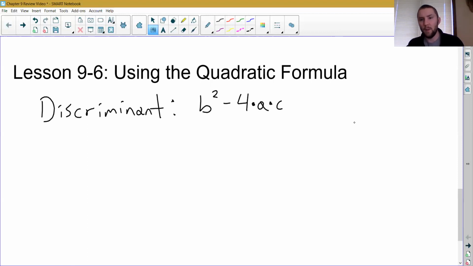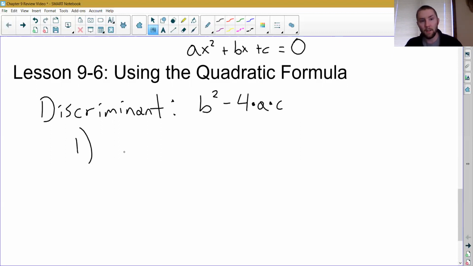Okay, so that's the discriminant, and remember that our quadratic equations right now are in the form ax squared plus bx plus c equals 0. The a is in front of the x squared, the b is in front of the x, and the c is the number at the end, and then it has to equal 0. Right? So when we calculate the discriminant of a quadratic equation with this formula, it tells us a couple of things.